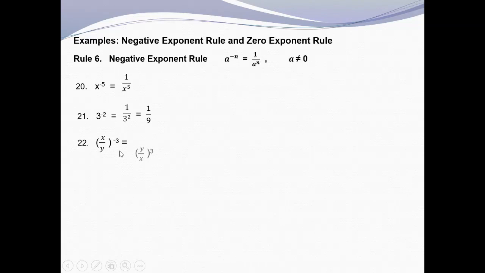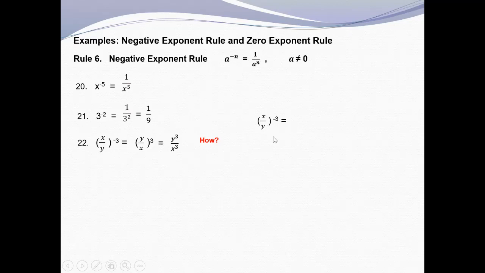Okay, now here, this is the answer. Remember, I said that if you have a fraction to the negative exponent, all you do is use the reciprocal of the fraction, or flip it, and the exponent becomes positive. But let me tell you why. This will be y to the third over x to the third power. Here's how.